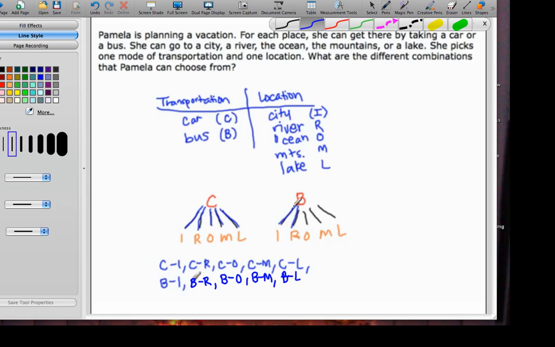And if I notice here, that's exactly what happened. BI, BR, BO, BM, and BL. You can see here that here are the CBs, CB, CB, CB, CB, CB, CB. I'm just looking for a pattern, so it makes my life easier. And then IROML, IROML for each.